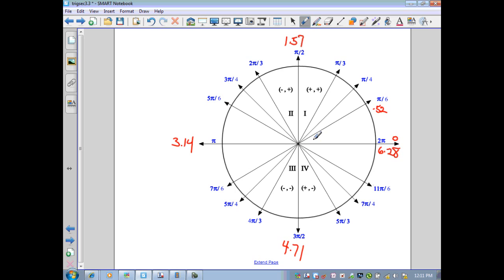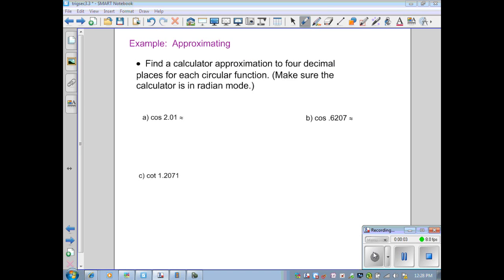Now, for radians that fall between 0 and 1.57, I know that I am going to be in quadrant 1. For radians that fall between 1.57 and 3.14, I'll be in quadrant 2. Between 3.14 and 4.71, I'll be in quadrant 3, and between 4.71 and 6.28, I'll be in quadrant 4. Therefore, I'll be able to determine my values of positive and negative for my x, y, depending on which quadrant I lie in. So our first example is cosine of 2.01 radians.